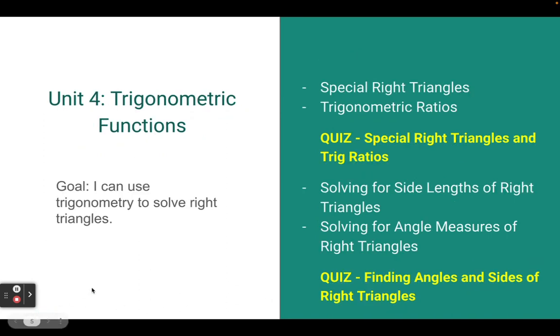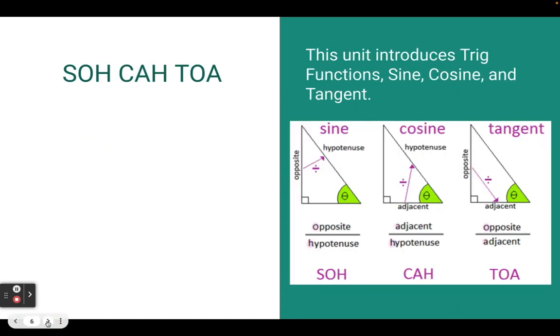Then we'll look at trigonometric functions. Special right triangles and trigonometric ratios. We'll have a quiz on that. And we're going to solve for side lengths of right triangles and angle measures of right triangles. Those right triangles, there are some special right triangles, like certain angles and degrees that we're going to be looking at, and some properties of right triangles that are pretty unique.